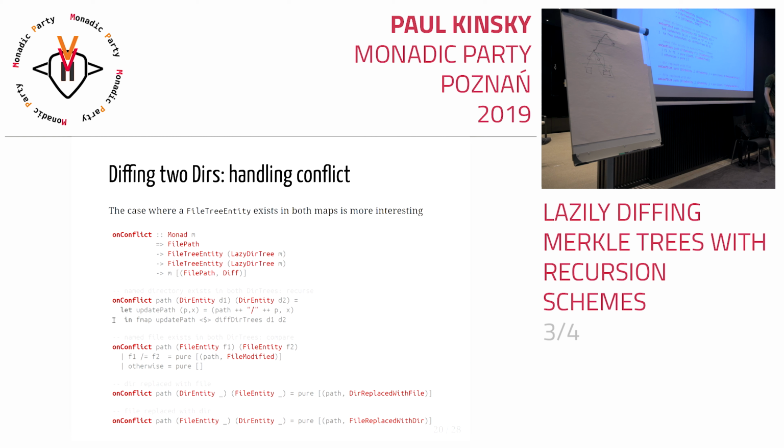This case is slightly more complex, where you're diffing two directory trees. You're handling conflicts, right? So in this case, you have two file tree entities at the same file path. And they're backed by lazy Merkle directory trees. Sorry, I should have added the Merkle parameter to that. And all you do is a couple cases. You have a conflict at that single path, and something's been replaced between a file and a directory. That means the file's been replaced with a directory, or vice versa.